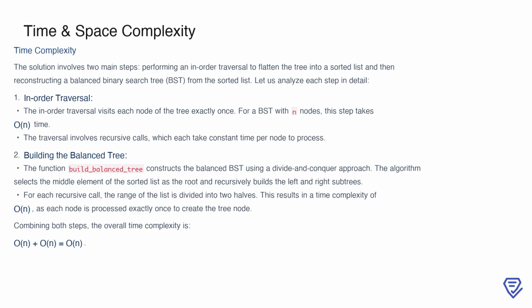Next, when we build the balanced tree, the build_balanced_tree function uses a divide and conquer approach. By selecting the middle element of the sorted list as the root and recursively building the left and right subtrees, the entire list is divided into two halves at each recursive step. This ensures that every node is processed exactly once, which also results in O(n) time. Combining these two steps, the overall time complexity of the algorithm is O(n) plus O(n), which simplifies to O(n).